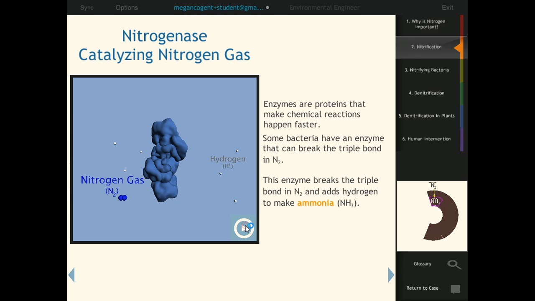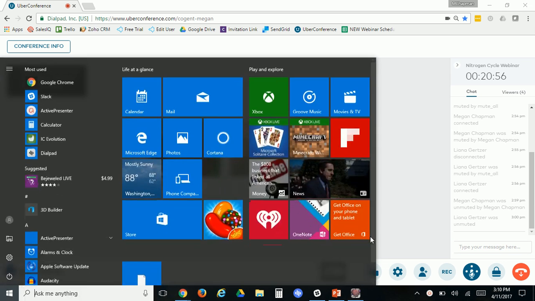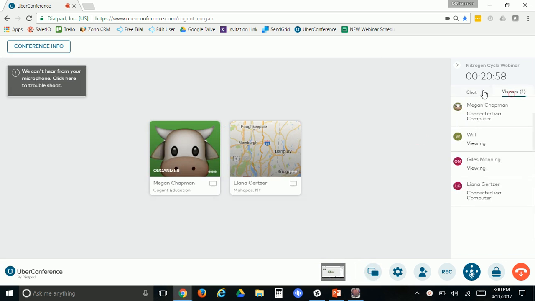I want to show you here an example of one of our animations. Here you can see looking at enzymes and proteins and how they speed up the chemical reactions to break that triple bond. They're going to get to read about it, and then they're going to get to see it happen in front of their eyes, and they can replay that as many times as they need to understand that concept. I'm going to do a quick check to see if we have any questions that have popped up.